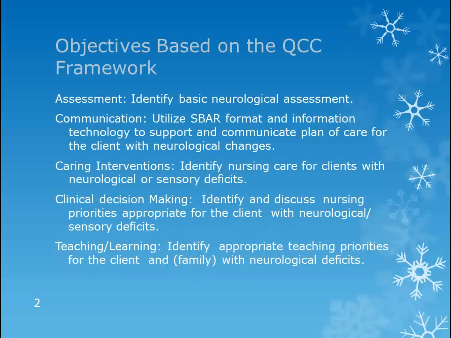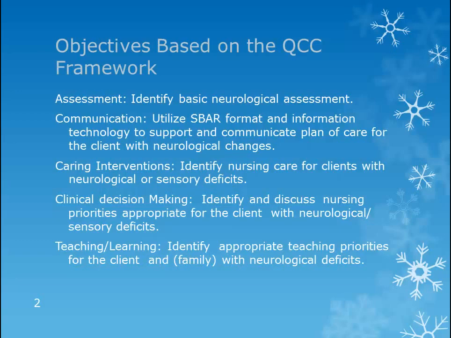The objectives for this lesson include the objectives we've been working on all along. Assessment: identify basic neurological assessment, abnormal and normal. Communication: how do we utilize SBAR format and information technology to support and communicate a plan of care for the client with neurological changes? Caring interventions: how do I identify nursing care for clients with neurological or sensory deficits?